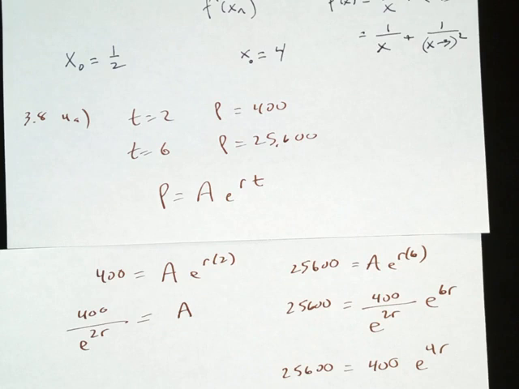Number 12. 4.8, number 12. Approximate the number correct to 8 decimal places. The 8th root of 500. Bleh. Okay.